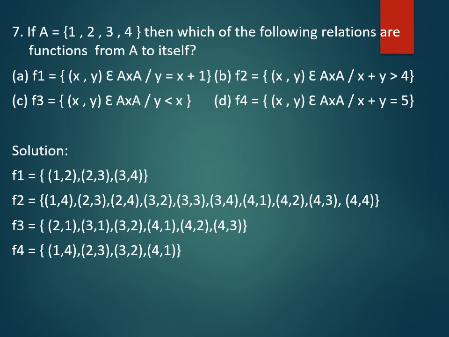Then clearly the fourth one, that is f4, will be the function. 1 has a unique image 4, 2 has a unique image 3, 3 has a unique image 2 and 4 has a unique image 1. That is, f4 is defined as the set of all ordered pairs (x, y) belonging to A cross A such that x plus y is equal to 5. Therefore, the answer will be option D.